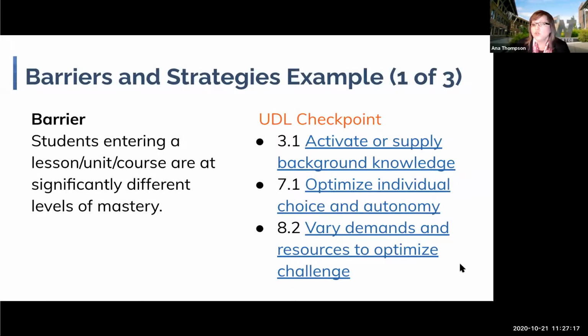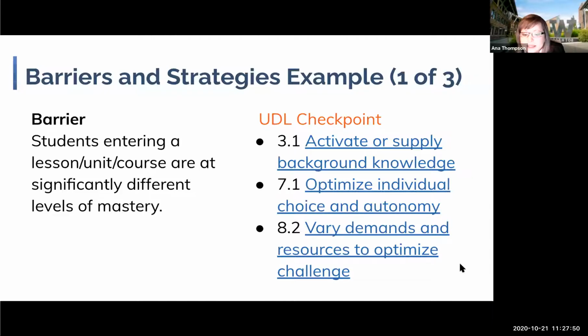Okay, so we've done a lot of theory and background information. Let's go into some practical examples and some strategies. So this is an example of a barrier. Let's say a learner is entering a lesson, unit, or course. And as we know, not everyone is in the same place when they start a course or begin some sort of training, right? What are the different ways that we can help that learner?